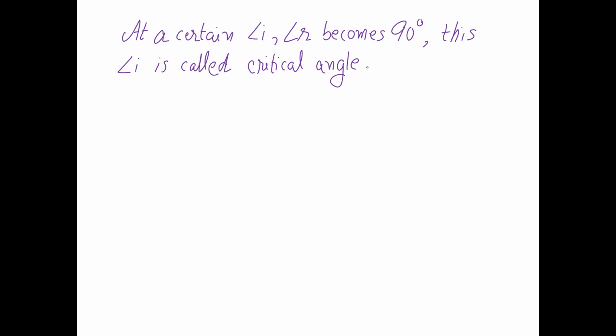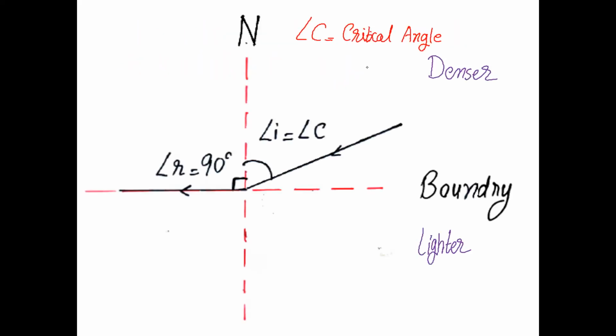Have you copied it? Yes. Now this is called critical angle. Angle I is equal to angle C and angle R is 90°. This is called critical angle. So you have to copy this screen, copy it, and I'm just coming, copy this screen.